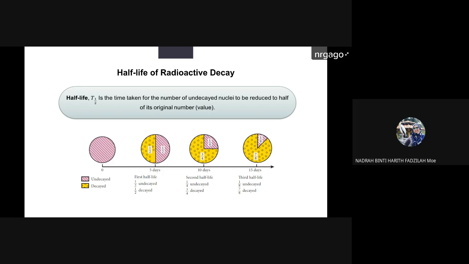So let's take a look at one sample application here. Okay, for example here, protactinium Pa234 decays to uranium-238 with half-life 5.2 hours. Okay, calculate the mass of Pa234 after 20.8 hours with its original mass of 80 gram.